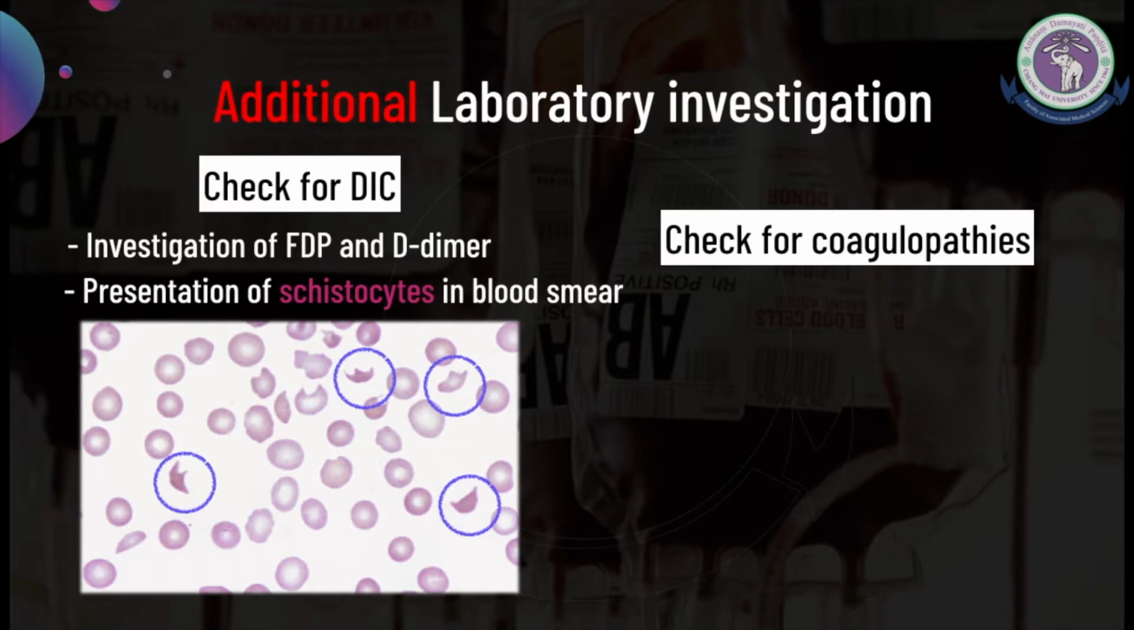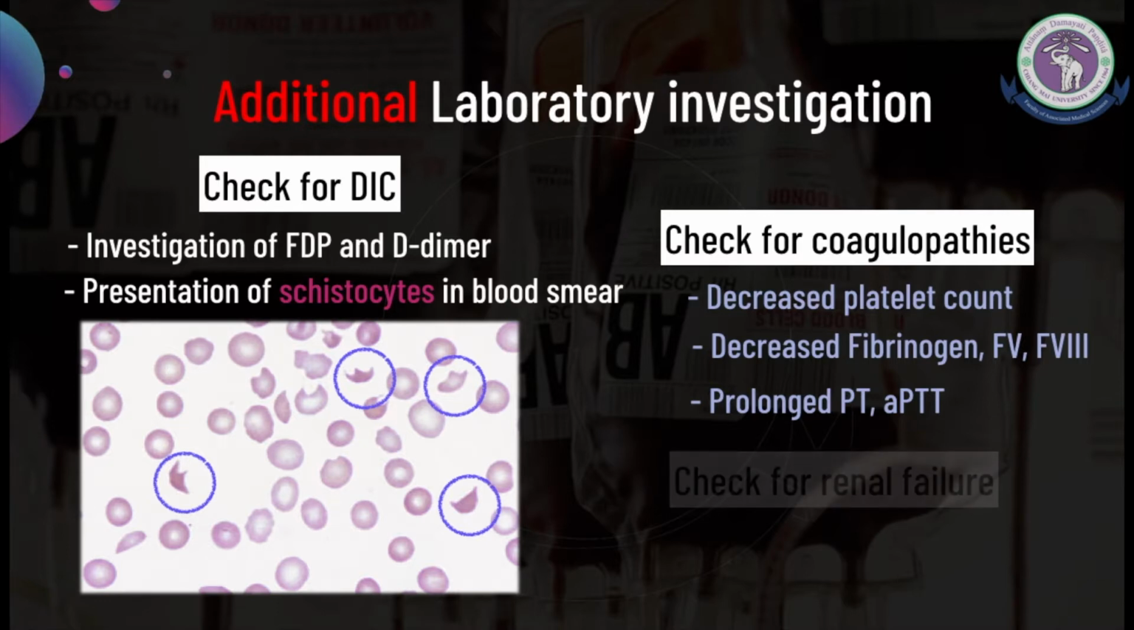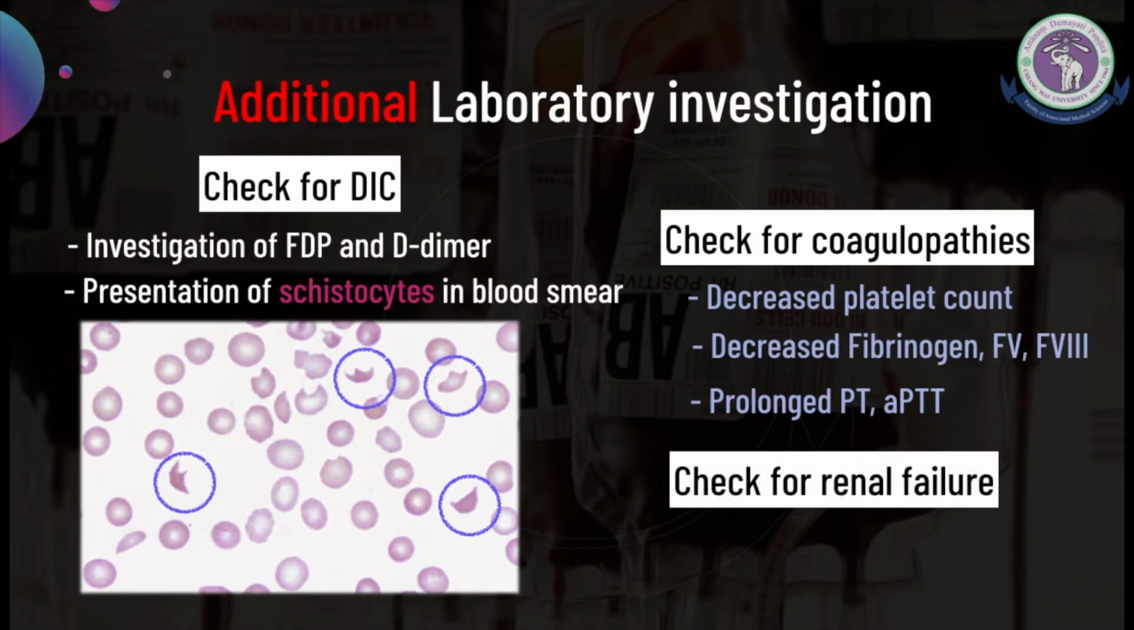Prophylactic markers for consumptive coagulopathies include a decrease in platelet count, which is the first marker observed after development of DIC, and low plasma levels of fibrinogen, factor V, and factor VIII. PT and APTT are used only to confirm consumptive coagulopathies and as monitoring markers for treatment, not for prophylaxis. And for kidney function, urine output should be monitored carefully after supportive care to keep output over 100 ml per hour.